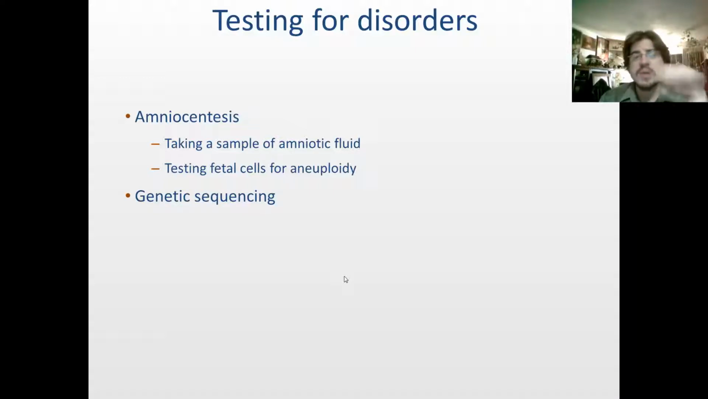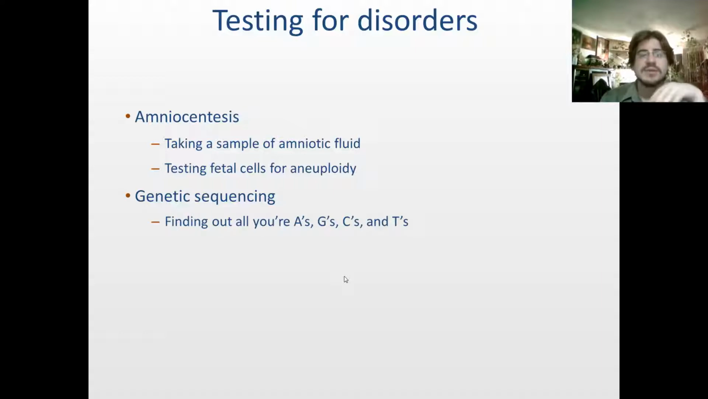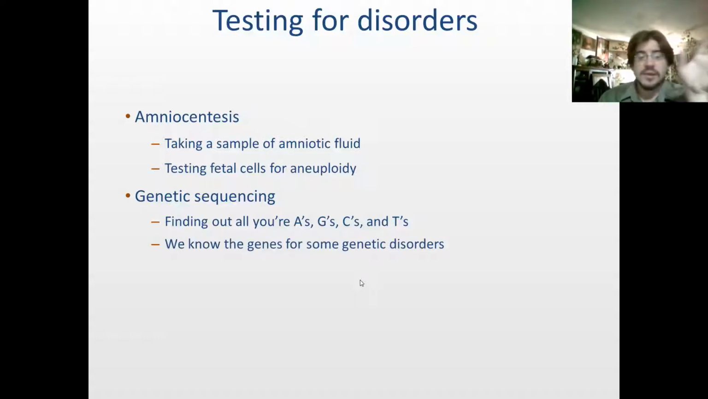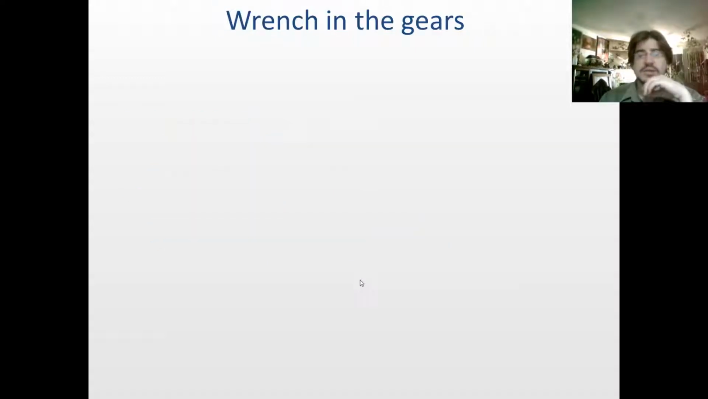Then you can take this one step further and go full-on genetic sequencing, in which you find out the specific sequence of DNA in a person. All the A's, G's, C's, and T's, man. So there we go. We know the genes for some genetic disorders. So you can get your DNA sequenced and find out if you have a gene for a genetic disorder. And we'll come back talking about some wrench in the gears of Mendelian inheritance. Because, in fact, not everything is inherited the way Mendel discovered.